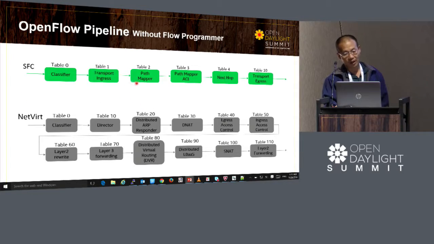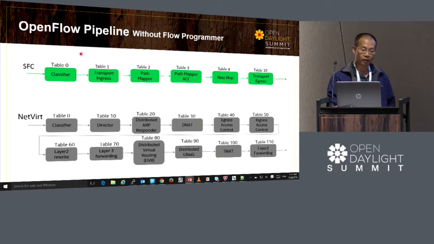This is the pipeline before, without the flow programmer. Here you can see SFC has this pipeline, and NetVirt has this pipeline. Here you can see table 0. SFC uses table 0. NetVirt also uses table 0. Here SFC has table 10. NetVirt also has table 10. But they have different purposes. Here it's a transport ingress table. Here is a dispatcher table. So it's a table conflict.